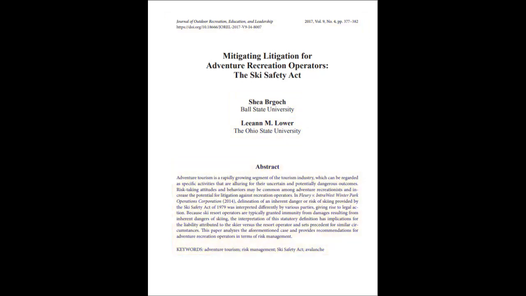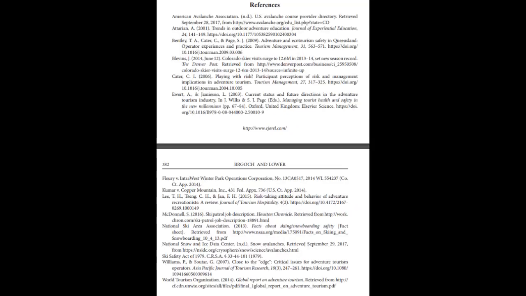All scholarly articles also contain a reference list at the end of the document. You may have also heard this called a works cited page or a bibliography. Let's have a look at this article's references page. Here we see each item the author has consulted and used for this paper.